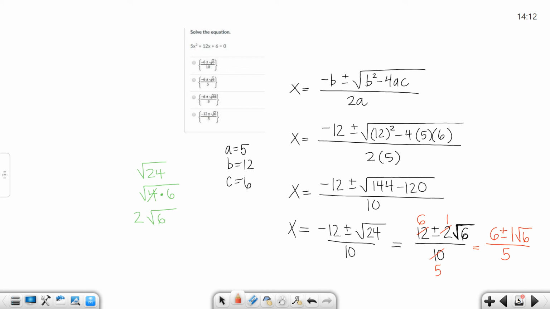Now let's see what our answer choices would be. Okay, this first one is all over 10, so that doesn't work. The next 2 are all over 5. This one has a 12, so that doesn't work. The only difference between B and C there is the middle part, so the radical part. So your answer is negative 6 plus or minus the square root of 6 over 5, and that's how it would look.